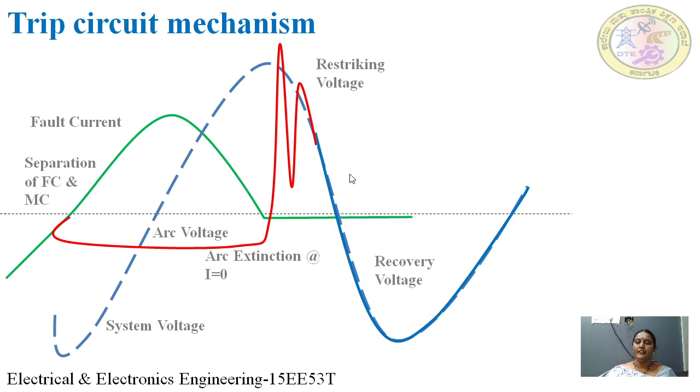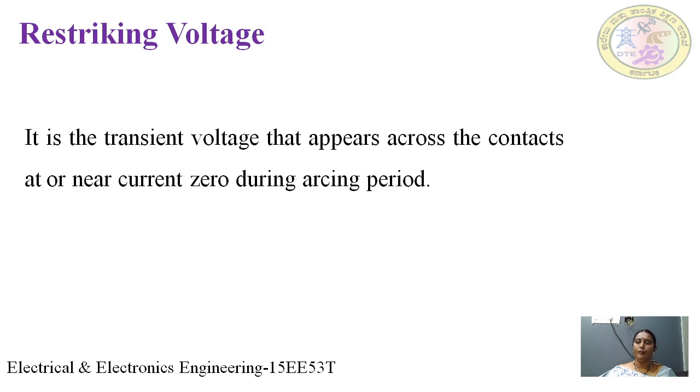Next, there is a recovery voltage. After the current is equal to 0, the circuit breaker once again recloses. It is called the recovery voltage.